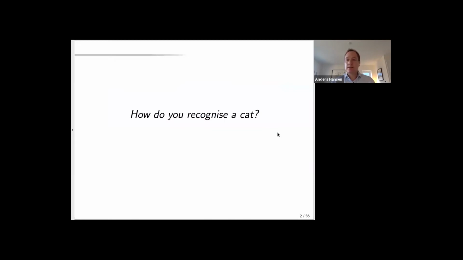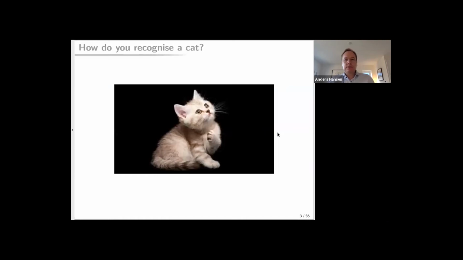How do you recognize a cat? If we take a look at this adorable little creature, how do you know that this is a cat? I asked my daughter this question, and she said, well, I just know it's a cat. But I asked her to elaborate, and she would point out that there's something characteristic with the eyes of a cat. You have the pointy ears, the whiskers, the paws. In some sense, there is a collection of different types of features that will allow us to say that this here is a cat and not a dog.